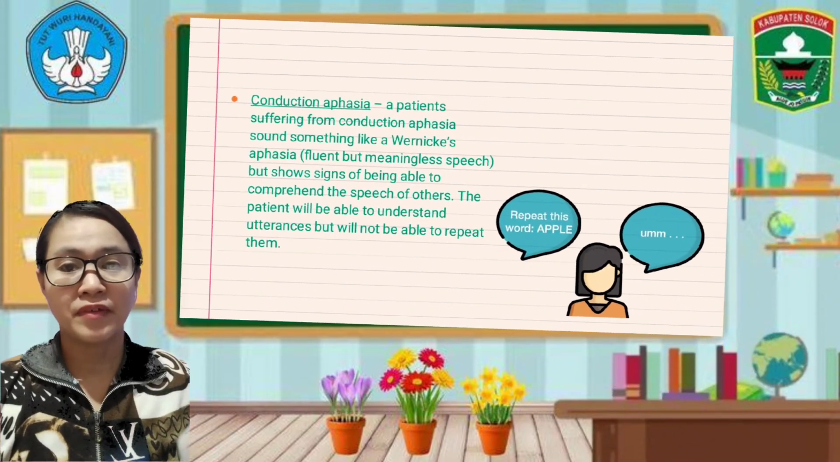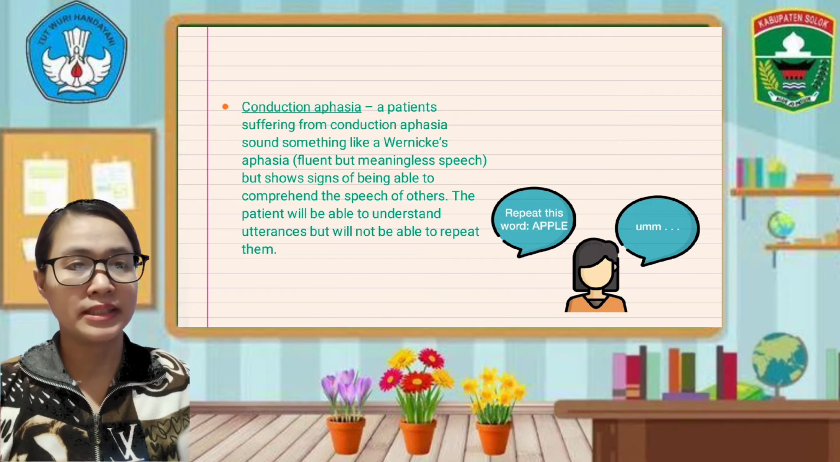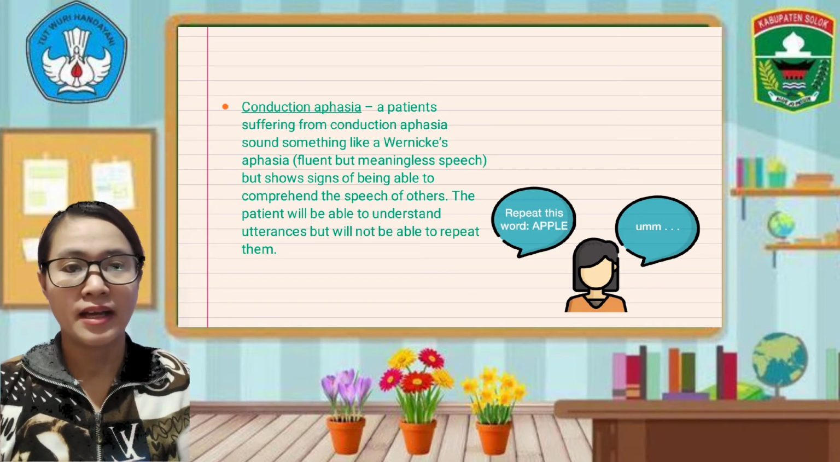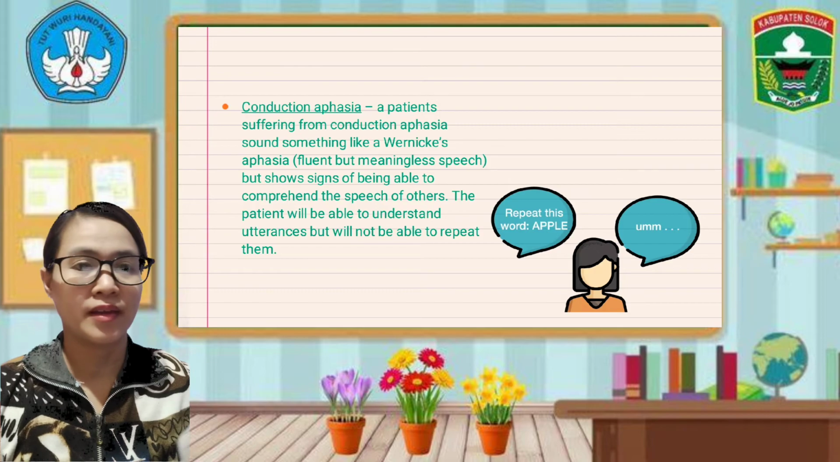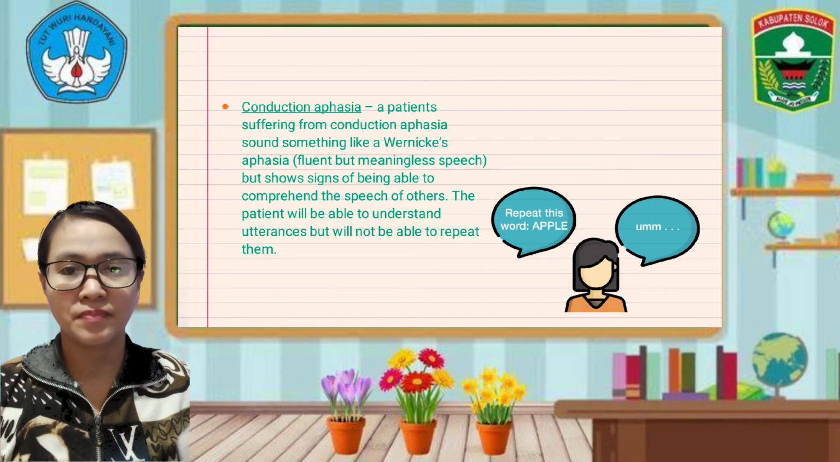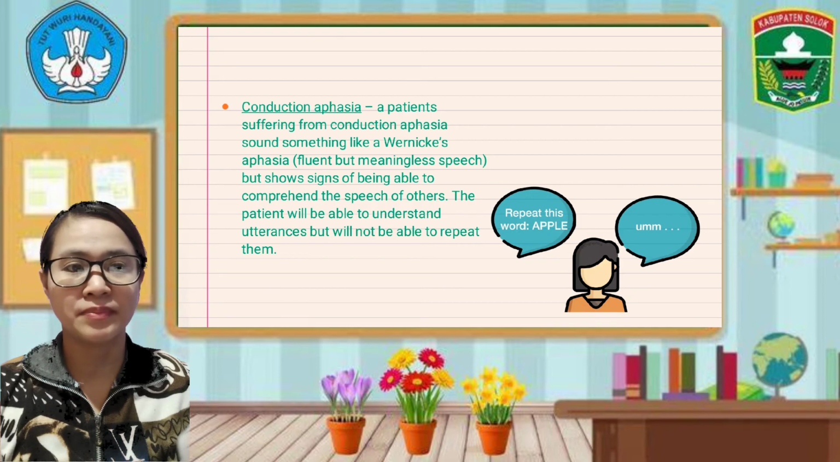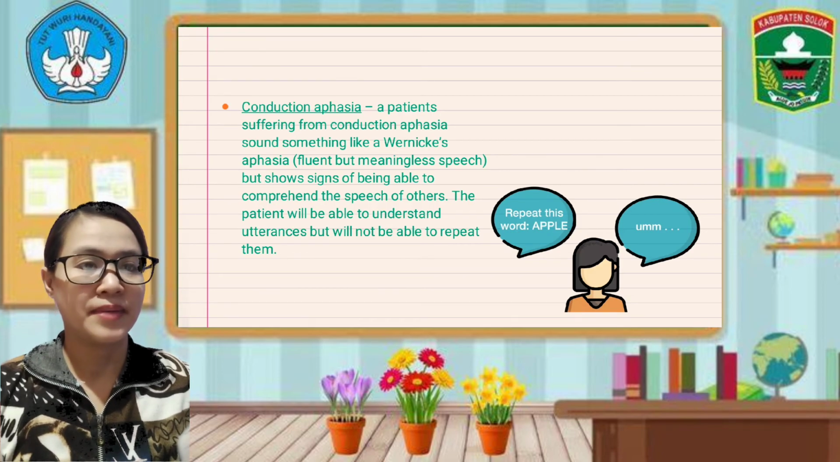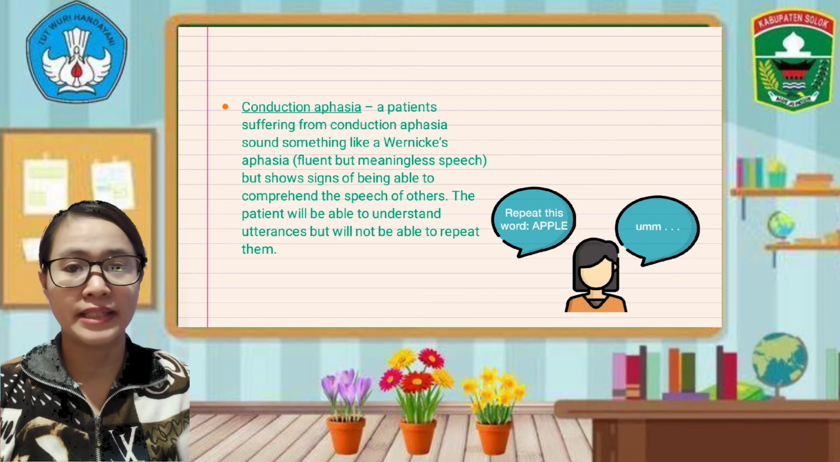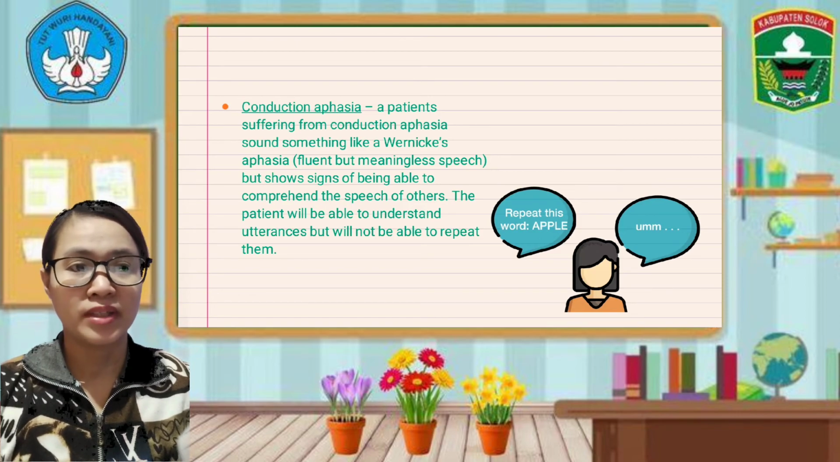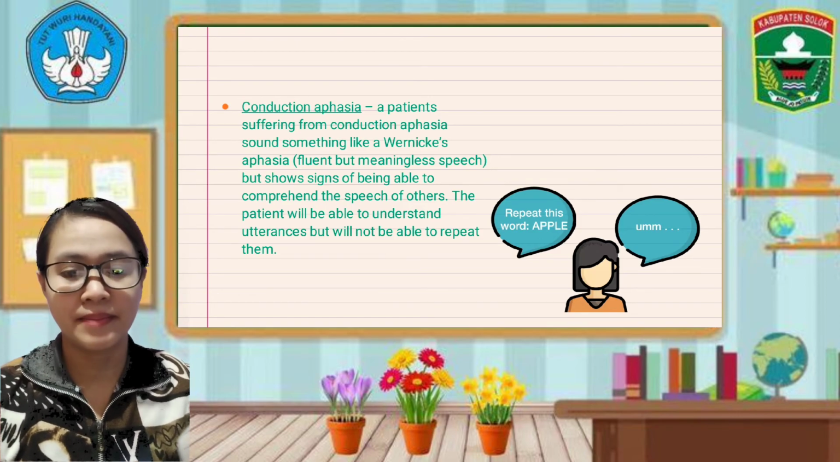The last type of aphasia, which will be discussed, is called conduction aphasia. A patient suffering from conduction aphasia sounds something like a Wernicke's aphasiac: fluent but meaningless speech, but shows signs of being able to comprehend the speech of others. The patient will be able to understand utterances, but will not be able to repeat them.